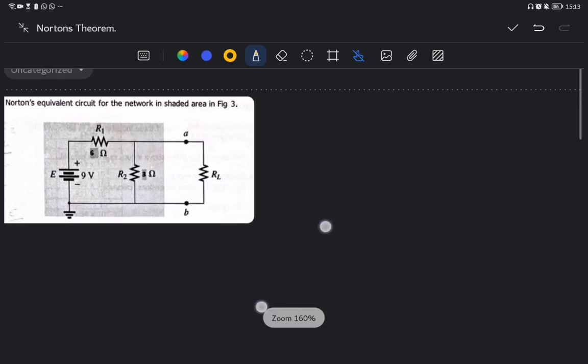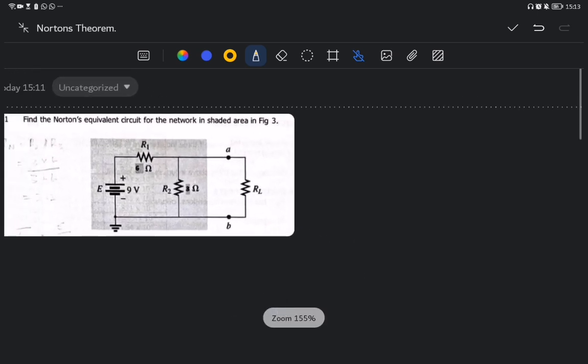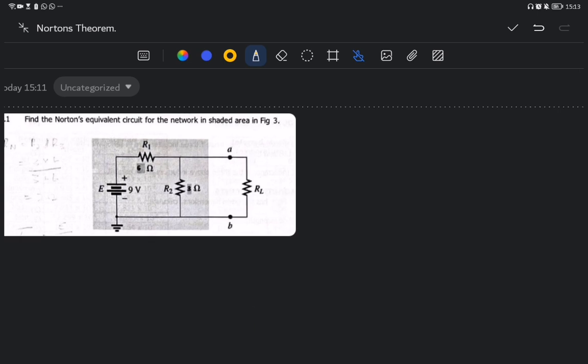We must convert the circuit into Norton's equivalent, but from those nodes, remember? Everything on the left hand side must be converted into R Norton and I Norton as well, right? So how can we do that? First of all, we need to find our R Norton.